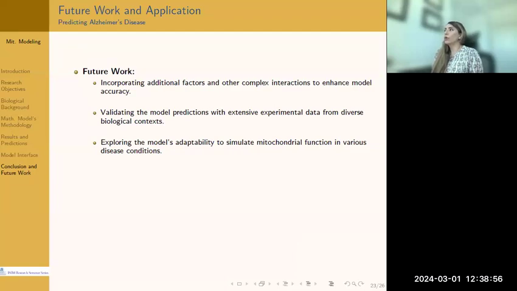So in terms of the future work, we consider continuously refining the model by incorporating additional factors and complex interactions to improve its accuracy and predictive capabilities, validating the model predictions through comprehensive experimental studies encompassing diverse biological contexts to ensure its robustness and reliability, and exploring the model's versatility in simulating mitochondrial function under various disease conditions beyond Alzheimer's disease.